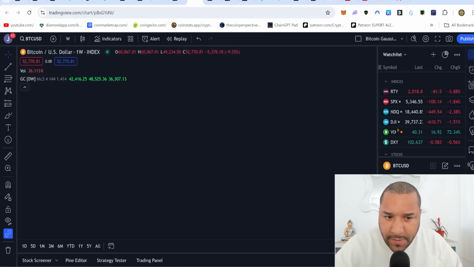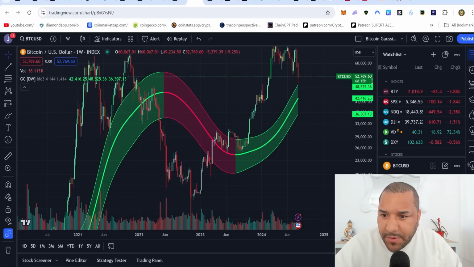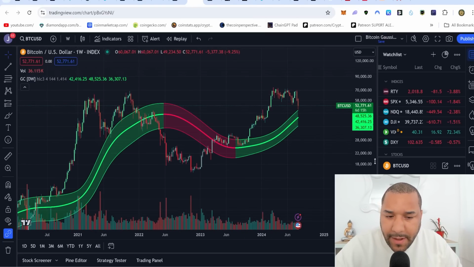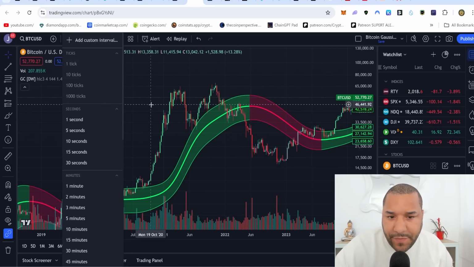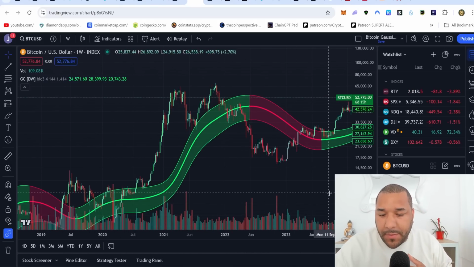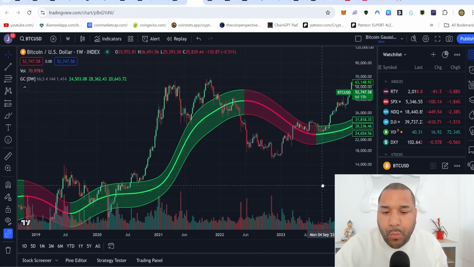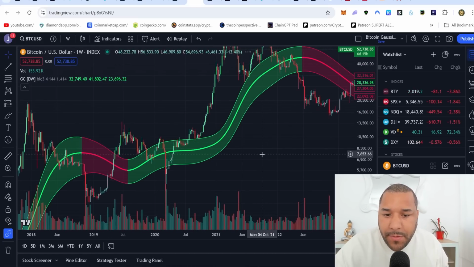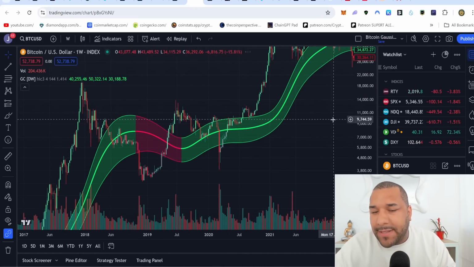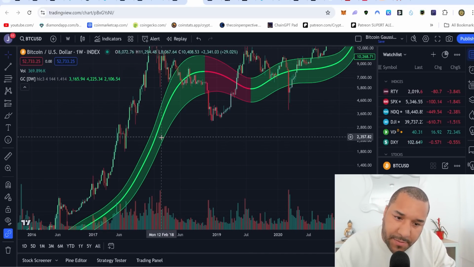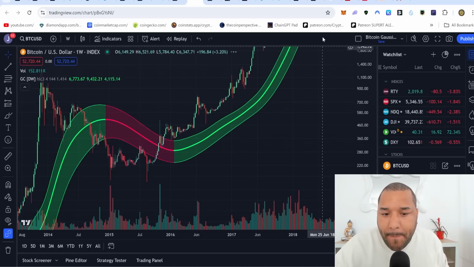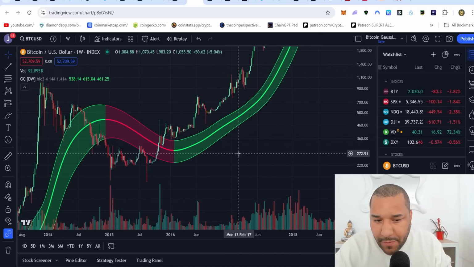Let's take a quick look at this. So this is the Gossan channel. This is powerful, and this is on the weekly time frame. You can look at this on the 5-day, on the 2-week, but the best one for me is the weekly. Why? Because the only time that the price enters the Gossan channel, which is this green zone, is when you are in a bear market or coming out of a bear market.